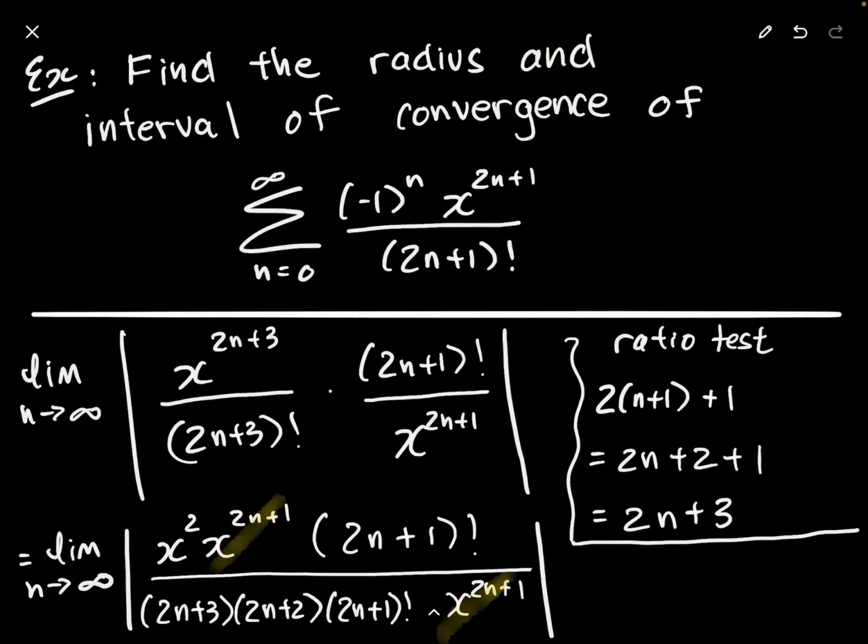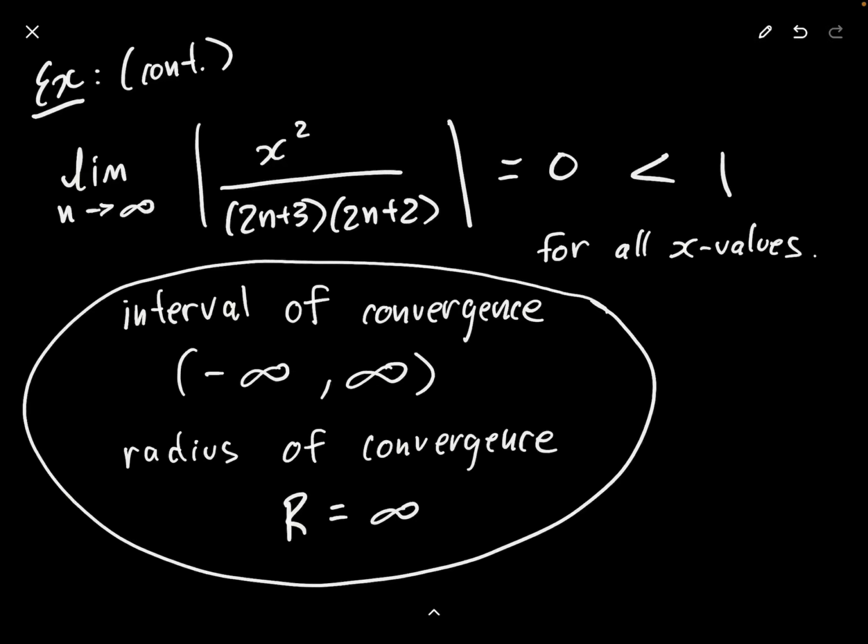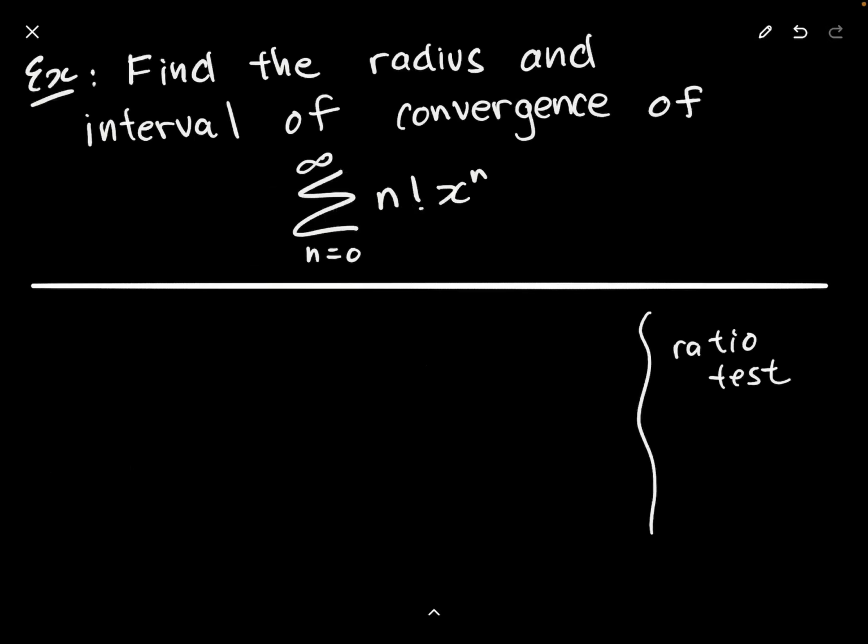After we cancel x to the 2n plus 1 from the top and bottom, x squared will be left. And the larger factorial, 2n plus 3 factorial, we can rewrite as 2n plus 3 times 2n plus 2 times 2n plus 1 factorial. That way we can cancel 2n plus 1 factorial. So the limit as n becomes large of x squared over 2n plus 3 times 2n plus 2. When n becomes large, the bottom is infinity, so it will go to 0, which is less than 1. So the interval of convergence for the power series is minus infinity to infinity, and the radius of convergence is infinity.